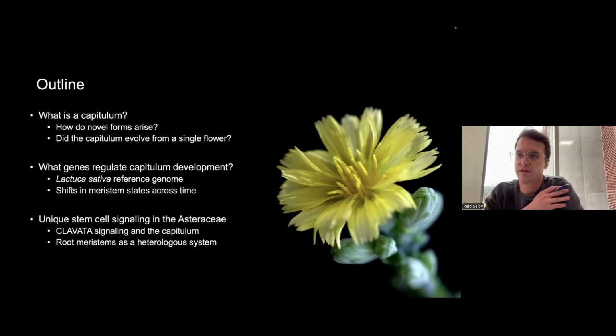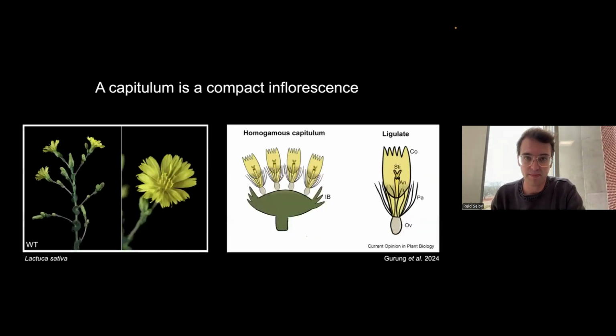Next, we'll discuss some of the work I'm doing to understand what genes might be regulating capitulum development. I use lettuce as a model system for this type of work. And then finally, I'll share some results looking at clavata signaling within lettuce that teaches us about Asteraceae development a little bit more broadly. And I'll end on a crazy out there idea, looking at how we might be able to use root meristems to understand the capitulum as a whole.